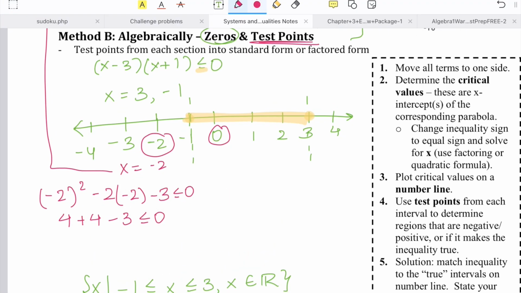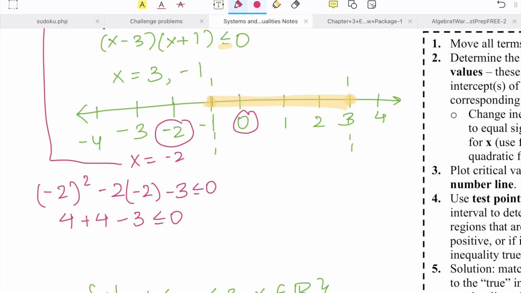Okay, 4 plus 4 is 8. 8 minus 3 is 5. Is 5 less than 0? No, that means this shouldn't be part of the solution.